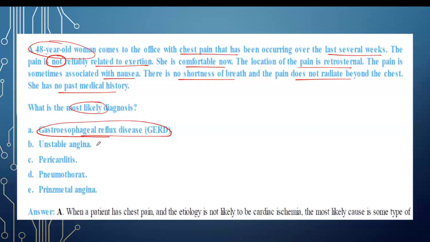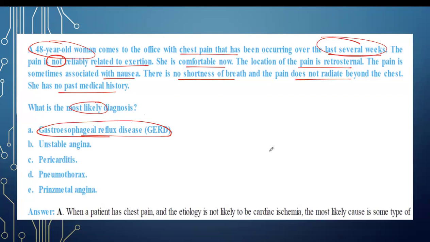How? Because unstable angina will not come over several weeks. Pericarditis, you know how the pain looks. Pneumothorax, definitely not for several weeks; it will come acutely. Prinzmetal angina, again, has some specific features, and we will discuss that later on. So this is most likely just a reflux.